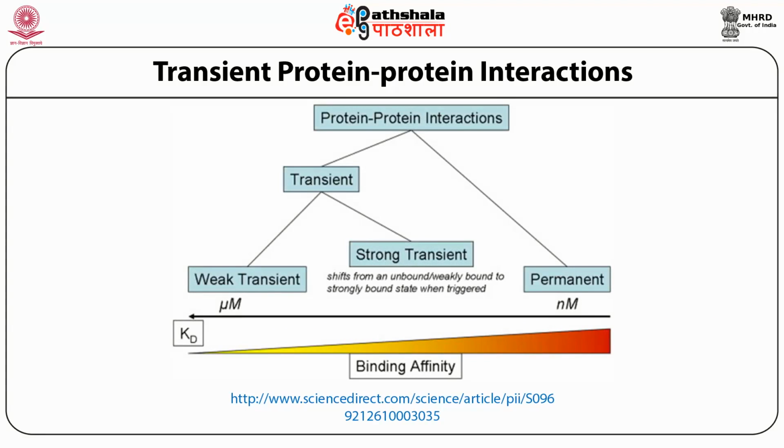In fact, if you look at transient protein-protein interactions, you can have weak transient interactions where the KD is around the micromolar range, or you can have a very strong transient interaction with high affinity, more towards a nanomolar. But a nanomolar affinity is a permanent interaction. That is where you have an obligate stable dimer formation happening.